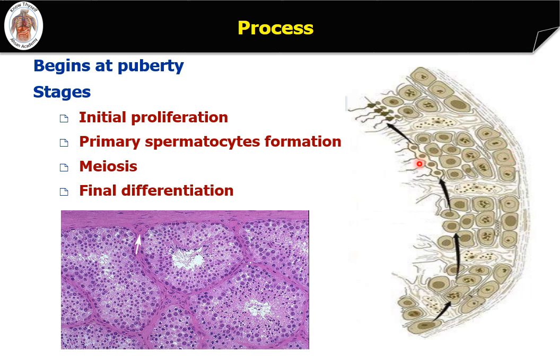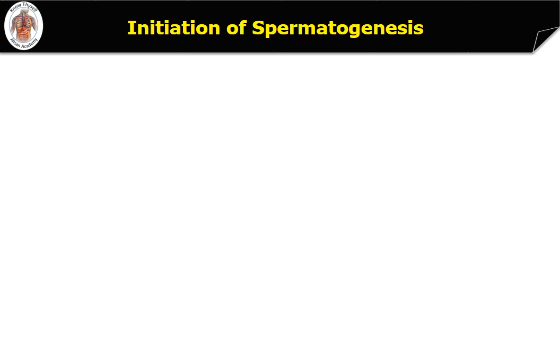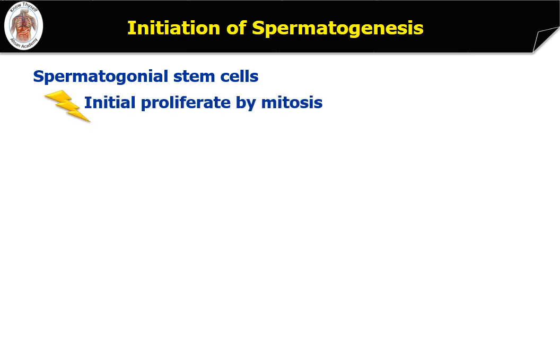All are diagrammatically shown. This is the seminiferous tubules. This is a histological figure. You see there is connective tissue septum separating each seminiferous tubule, which are sectioned here. So at the initial stage, the proliferation starts. Spermatogonial stem cells divide by mitosis and increase in number.